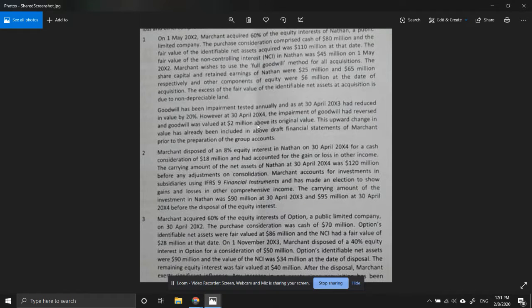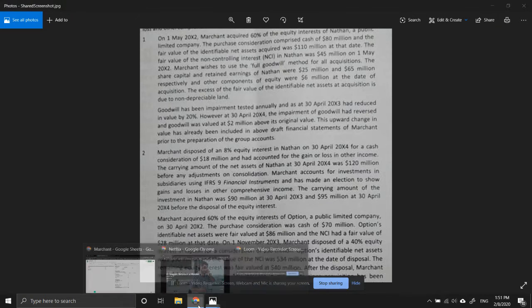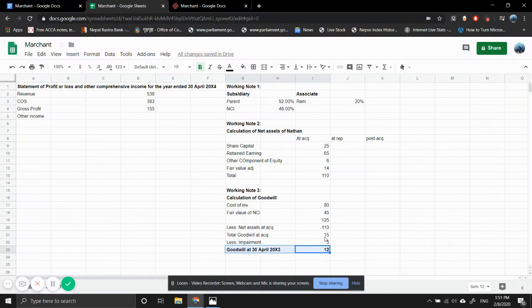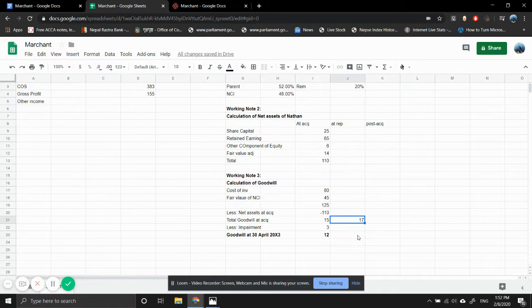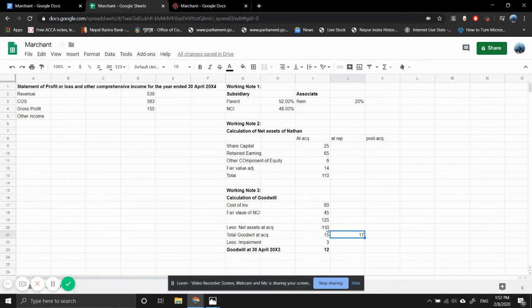I think there is a reversal as well. The impairment of the goodwill had reversed and the goodwill was valued 2 million above its original value. Okay, so that means it was increased by plus 2. So it was this plus 2. Now it has increased to 17. In case of goodwill, it does not get reversed, so we don't need to worry about it. So okay, that's done.